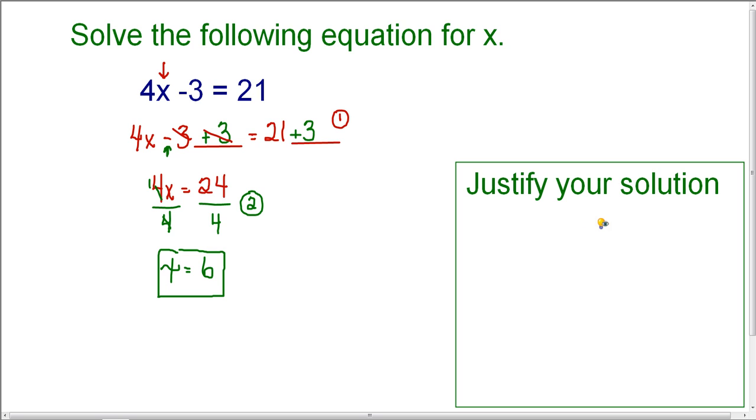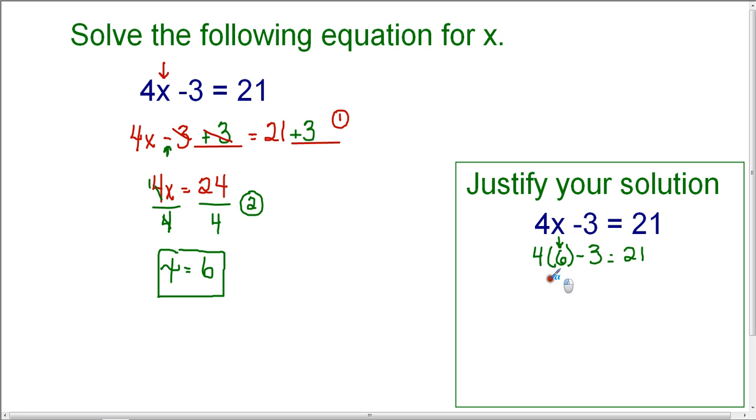So in order to justify or check your solution, you want to start with the original equation, 4x minus 3 equals 21. And then we want to substitute 6 for x, because we said that x is equal to 6. And remember, this means 4 times 6. So I'm going to use parentheses to separate the 4 and the 6. And when I don't use a symbol between the 4 and the parentheses, that means to multiply. So 4 times 6 minus 3 should equal 21.